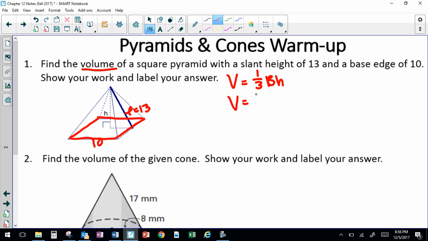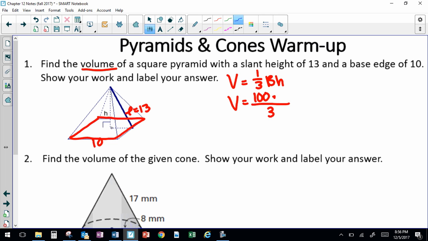So that's going to be 1/3. Actually, I do divide by 3. So the base area is going to be 100 because you do 10 times 10. That's the area of the square. The height we don't know yet, and then we'll divide by 3.